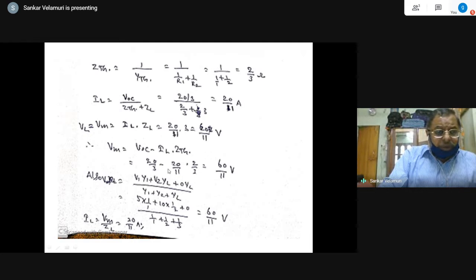Now I want to verify this particular one. VM is equal to VOC minus IL into Z Thevenin. VOC is 20 by 3 minus IL, which is 20 by 11, into Z Thevenin, which is 2 by 3, is obtained as equal to 60 by 11.